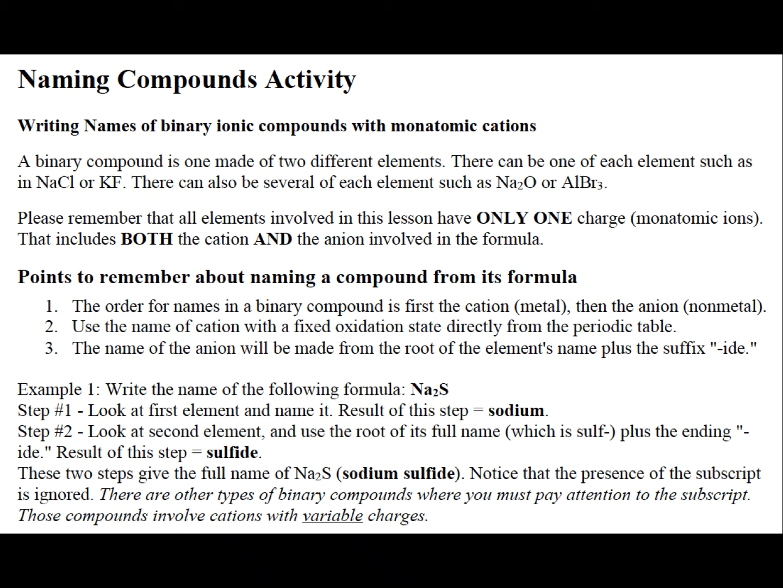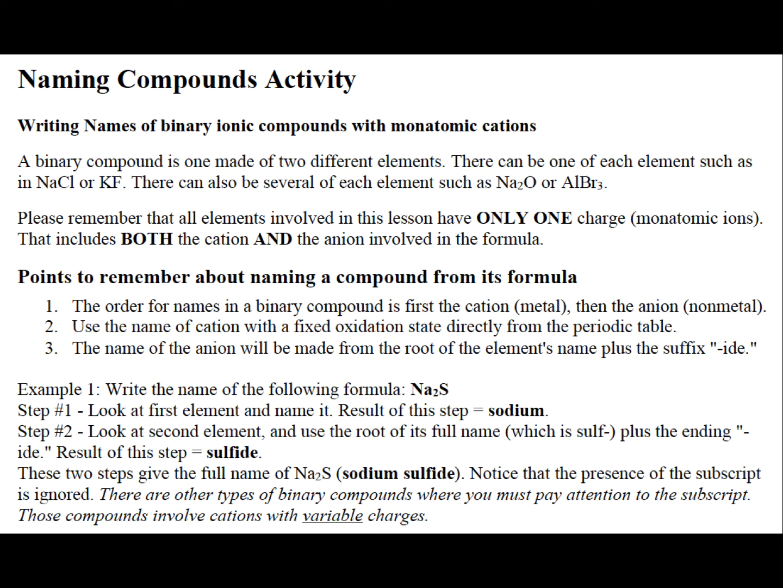Okay, naming compounds activity. If you're going to do naming and formula writing, it's got to be done by practice. So we're going to do lots and lots of practice. We're going to start with the simplest. They're binary ionic compounds with monatomic cations, meaning there's a metal and a nonmetal, and it is the s and p sublevels, so we don't have to worry about transition metals.